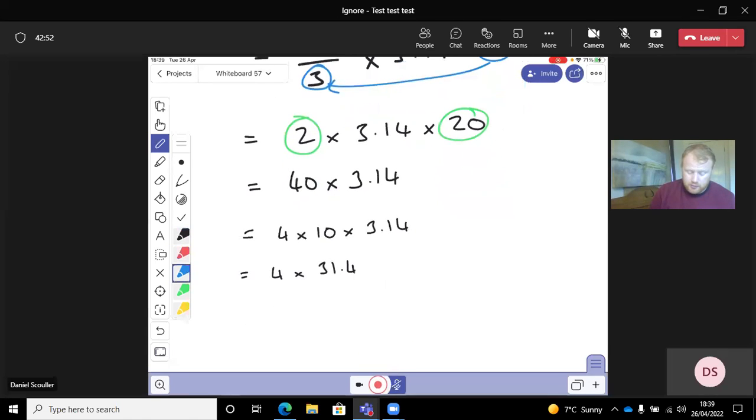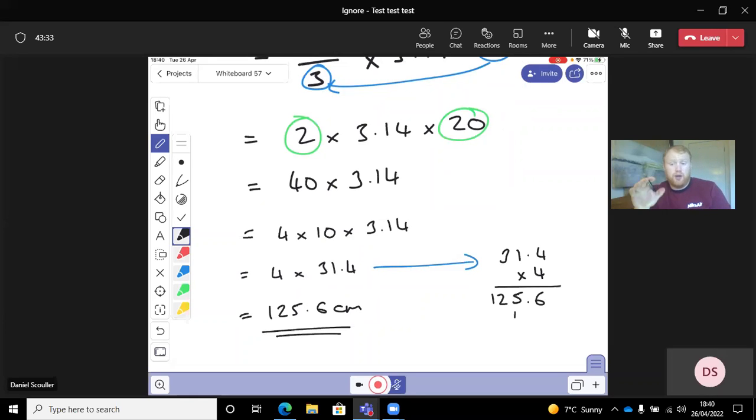Now that sum I'll take to the side and I'll do it like that. Make sure you can do multiplication, long multiplication, like this. The decimal point stays in the same place. 4 times 4 is 16, so 6, carry the 1, 4 times 1 is 4, 5, so I'm adding on the 1, and then 4 times 3 is 12. So my final answer is 125.6. And remember the units.